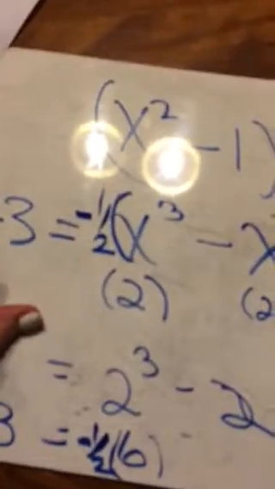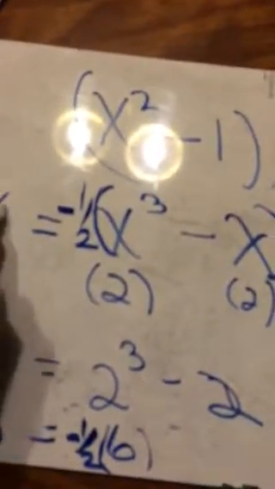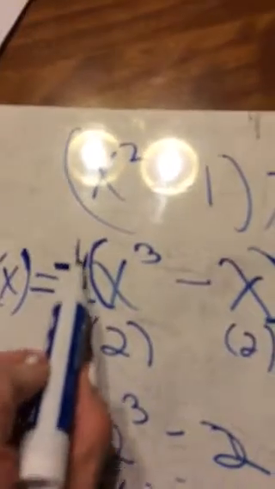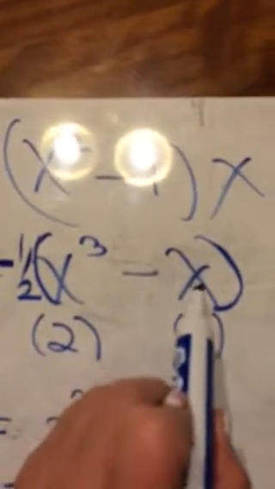And then this would be your f of, or p, they use p of x. So the answer should be, it's messy, but p of x equals negative 1/2 times the quantity x cubed minus x.